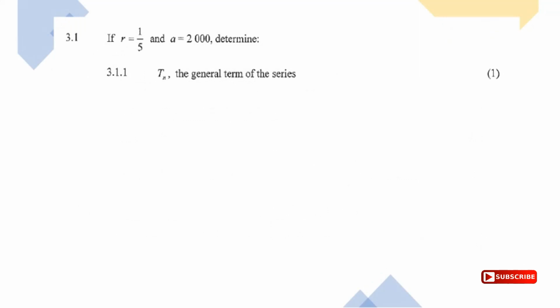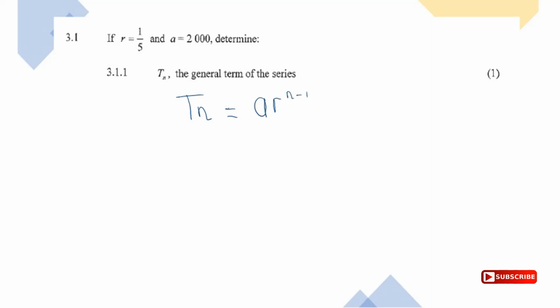So guys, from here, we know that when you're working with a geometric series, there is a standard formula that you're supposed to substitute your value of A, your value of R, and your N into. The standard formula that we use is Tn, which is equal to AR to the power of N minus 1. This is the formula that you use when you're working with a geometric sequence or a geometric series.